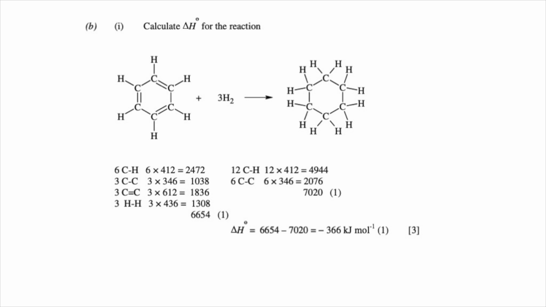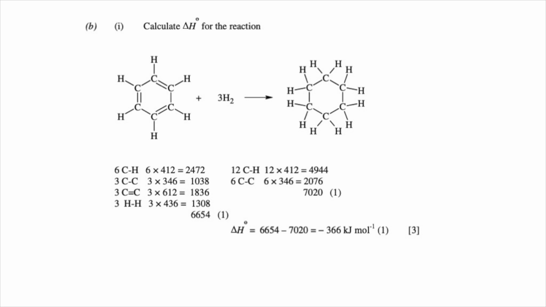Now to work out the overall energy change, we do bond breaking minus bond forming. So we have 6,654 minus 7,020, and that gives you a delta H value of minus 366 kilojoules per mole. Now if you got the two values right, so in other words the bond breaking energy and the bond forming energy, you get a mark each for that, and there's one mark for the final answer, which is minus 366 kilojoules per mole.